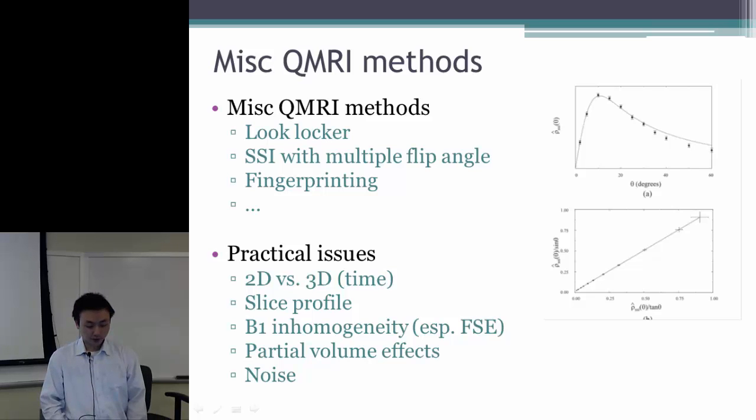And also the partial volume effect. As we mentioned before, there may be two different types of tissues, sometimes like gray matter and blood, or sometimes normal water-based tissue and fat-based tissue. If they are partial volumed, there will be some errors if we do not take the partial volume effects into account. And also the noise.